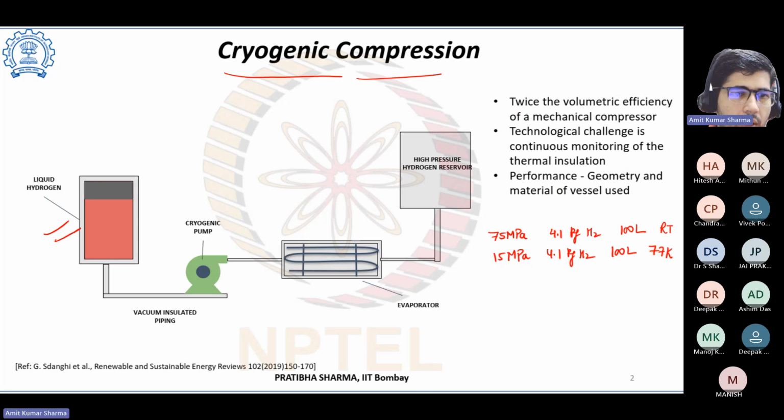So a good thing is to store the liquid hydrogen because we know that the density of liquid hydrogen will be higher. Here we have a cryogenic pump that can pump the liquid hydrogen and store it. It gives twice the volumetric efficiency of a mechanical compressor. The technology challenges are continuous monitoring of thermal insulation and performance, like geometry and material of the vessel used. So this is the cryogenic compression. For more detail, you can refer to this article.